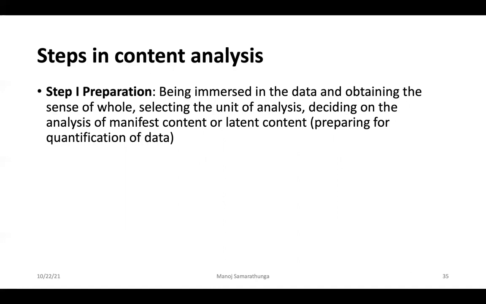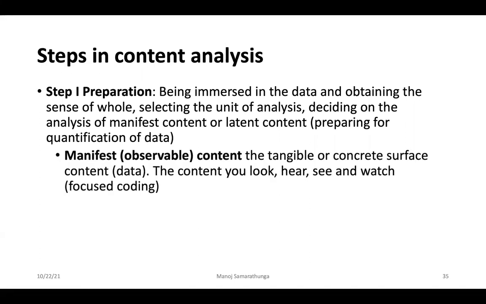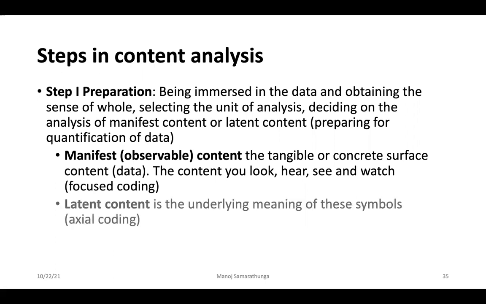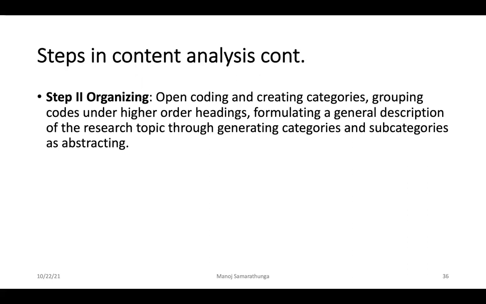Usually the manifest content, I told you before, will give the picture, the meaning of the picture as it is, but in the latent content, you go beyond the picture and try to unearth the underlying meanings of it. The manifest or observable content is the tangible or concrete surface content data, the content you look at, hear, see, and watch. Thereafter, we have the latent content, the underlying meaning of the symbol, that comes under coding or thematic analysis.